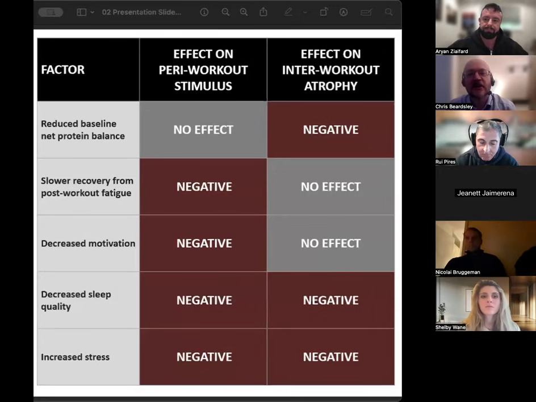So I'm illustrating that just to show you that there are some interesting differences between the way that sleep loss creates atrophy directly and the way that caloric restriction is doing it. And the reason for that is because sleep loss actually produces a glucocorticoid response.